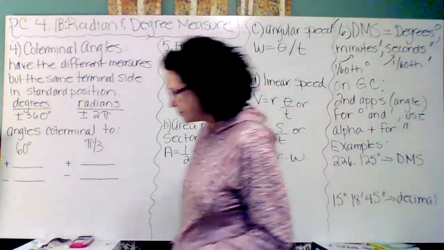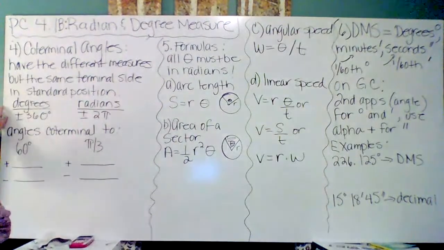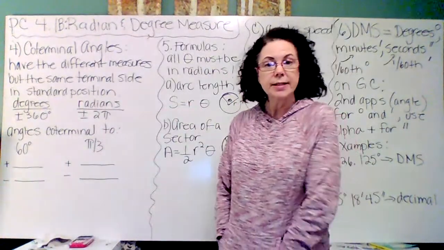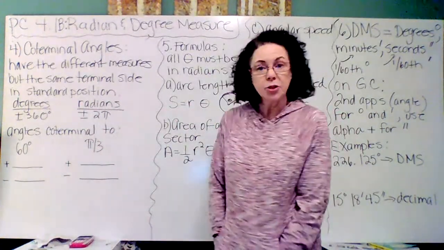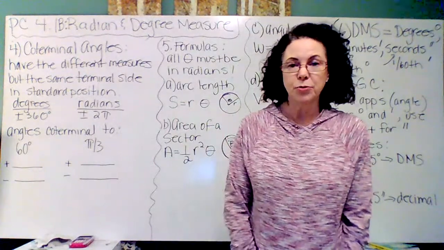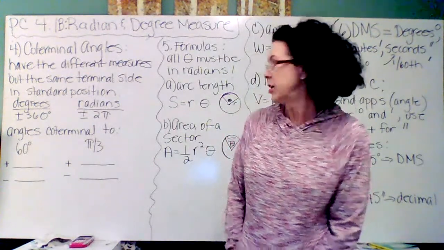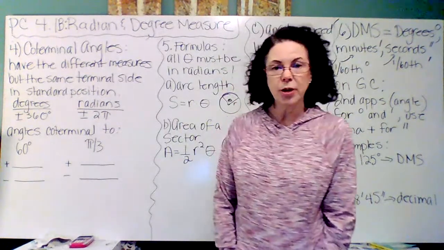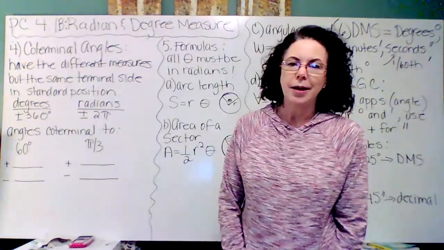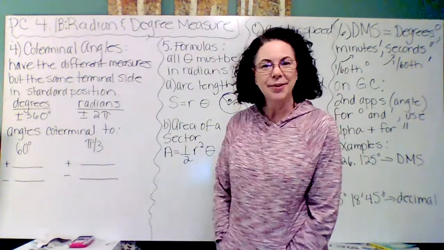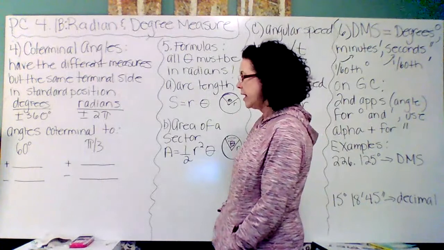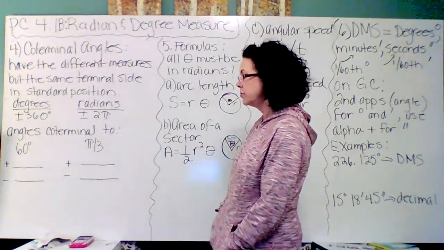So let's take a look. To write coterminal angles to an angle you've been given in degrees, just add or subtract 360 as many times as you want. There's an infinite number of coterminal angles for each angle. If it is in radians, then you simply add or subtract 2 pi. You might need a common denominator, and that's okay, right? We know how to do that. So let's write angles that are coterminal to.